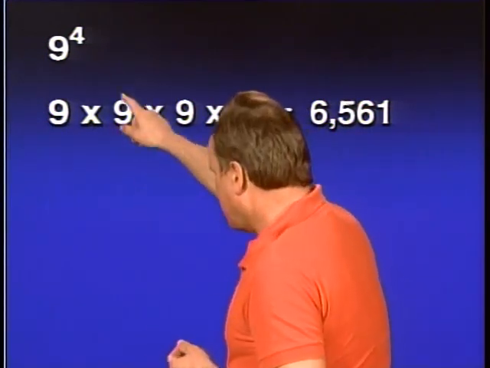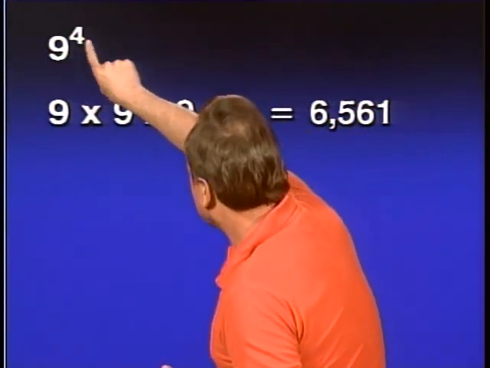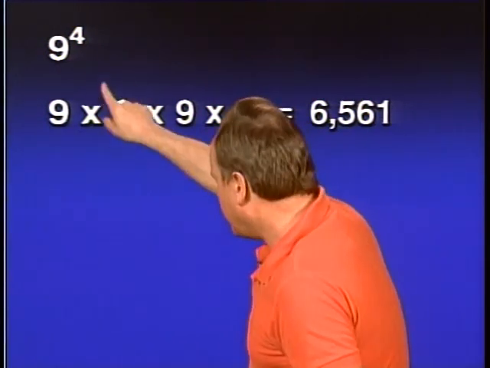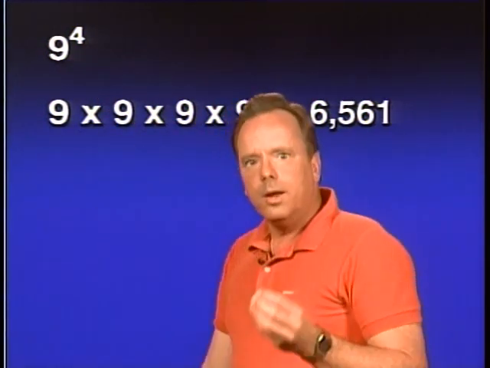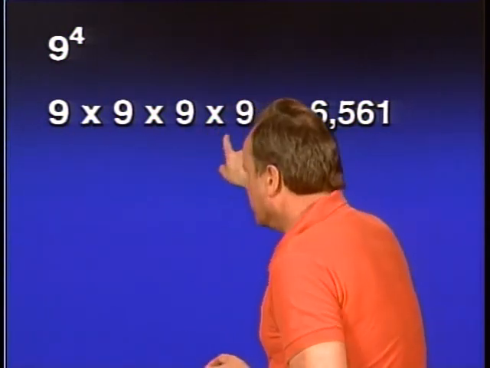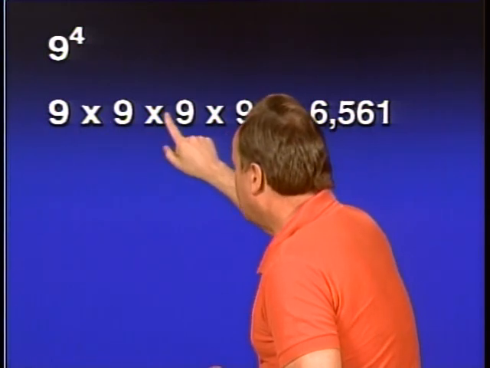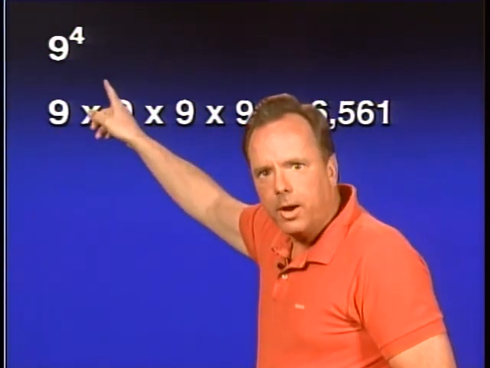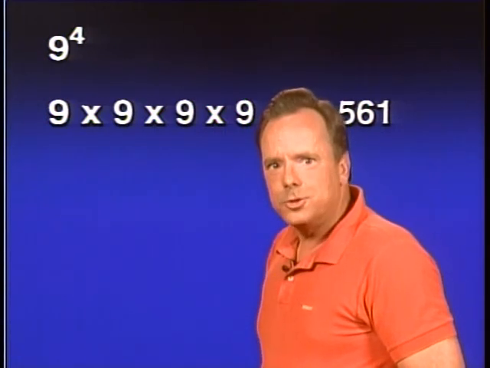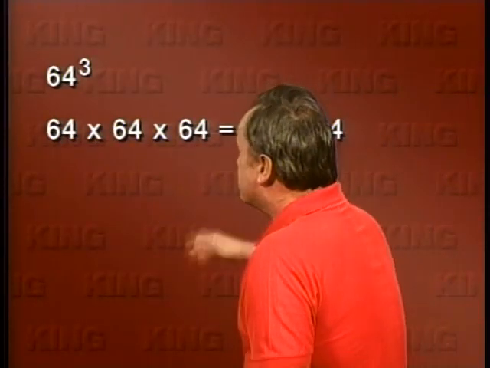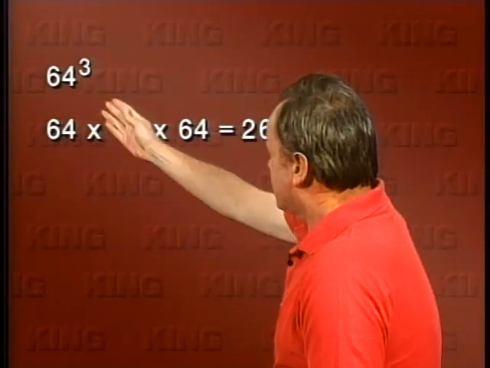For instance, they're going to ask, what does the number 9 with a little 4 in the upper right-hand corner mean? Well, that means that 9 is raised to the 4th power, or 9 is used as a factor 4 times in multiplication. In other words, 9 times 9 times 9 times 9, using it 4 times, is 9 to the 4th power. And if you want to figure it out, you use your electronic calculator and you get an answer of 6,561.